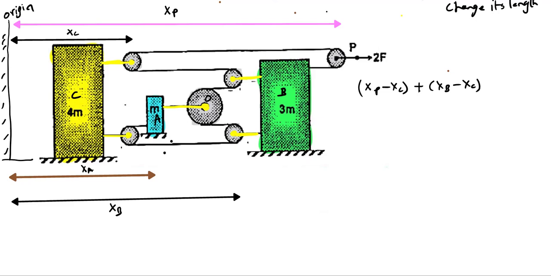There's no concept here, just an observation. When you pull the free end P with a force 2F, this pulley will undergo displacement, block B will move, block A will move, block C will move. Now, next question is in what direction they'll be moving. The acceleration of block B will be like this, the acceleration of block A, then the acceleration of block C. These are the accelerations. Then this pulley is massless.